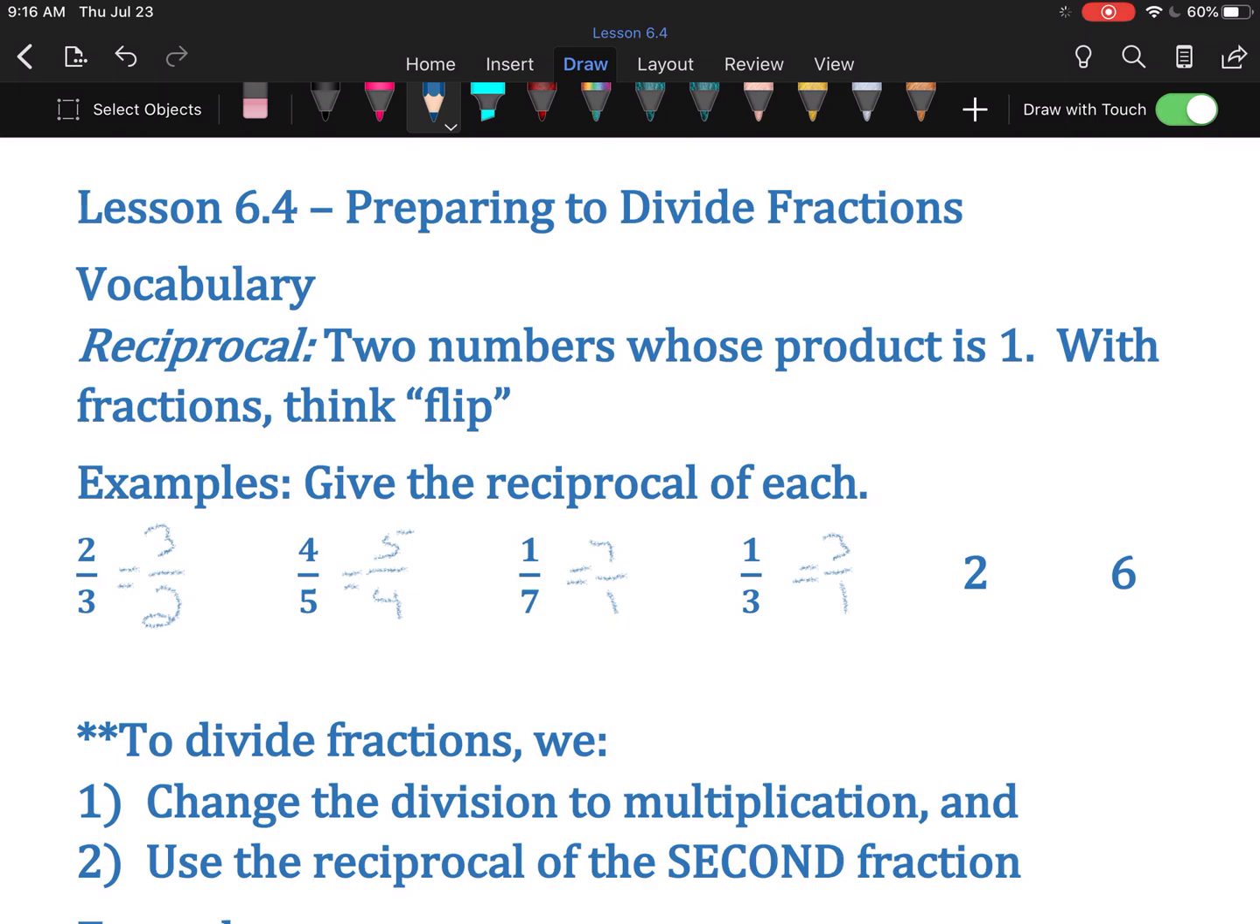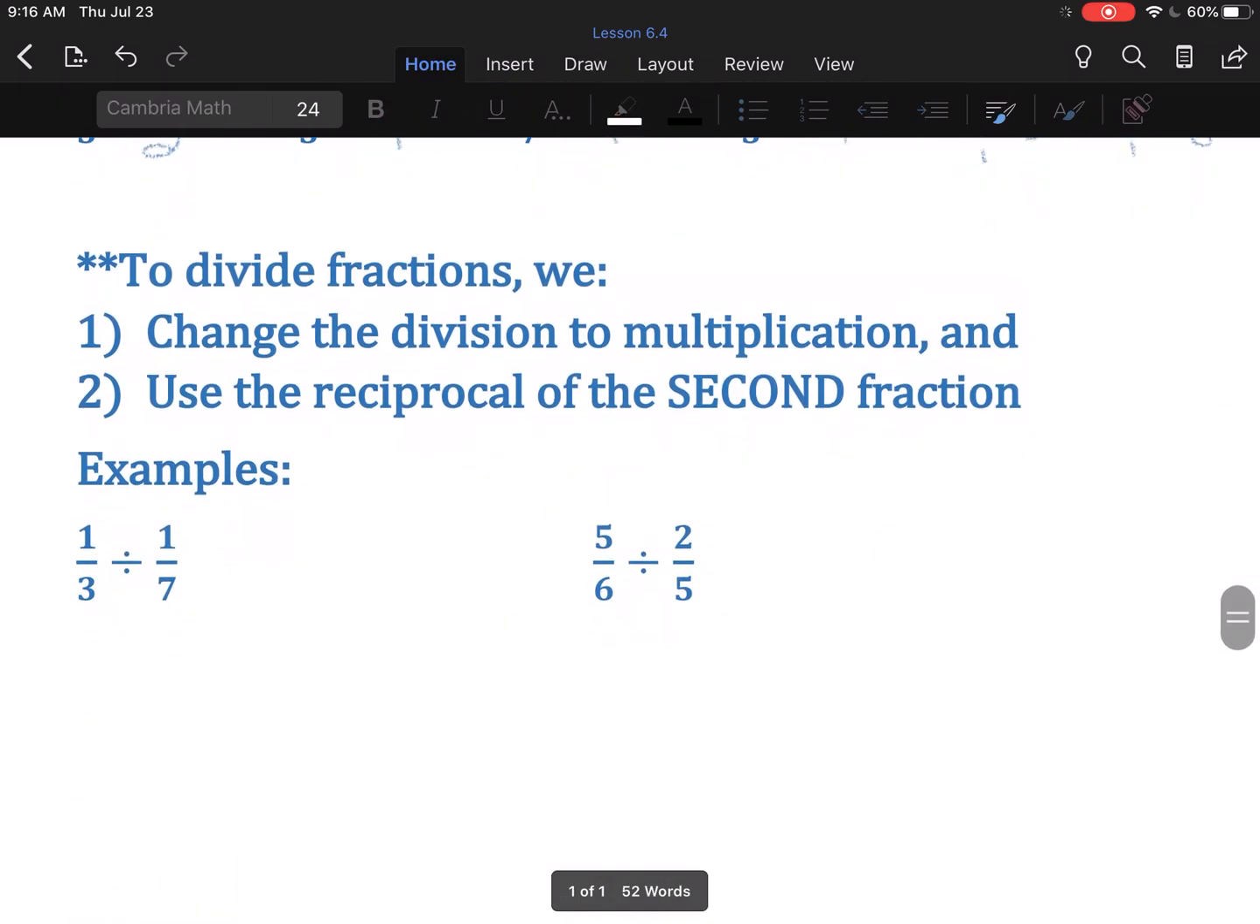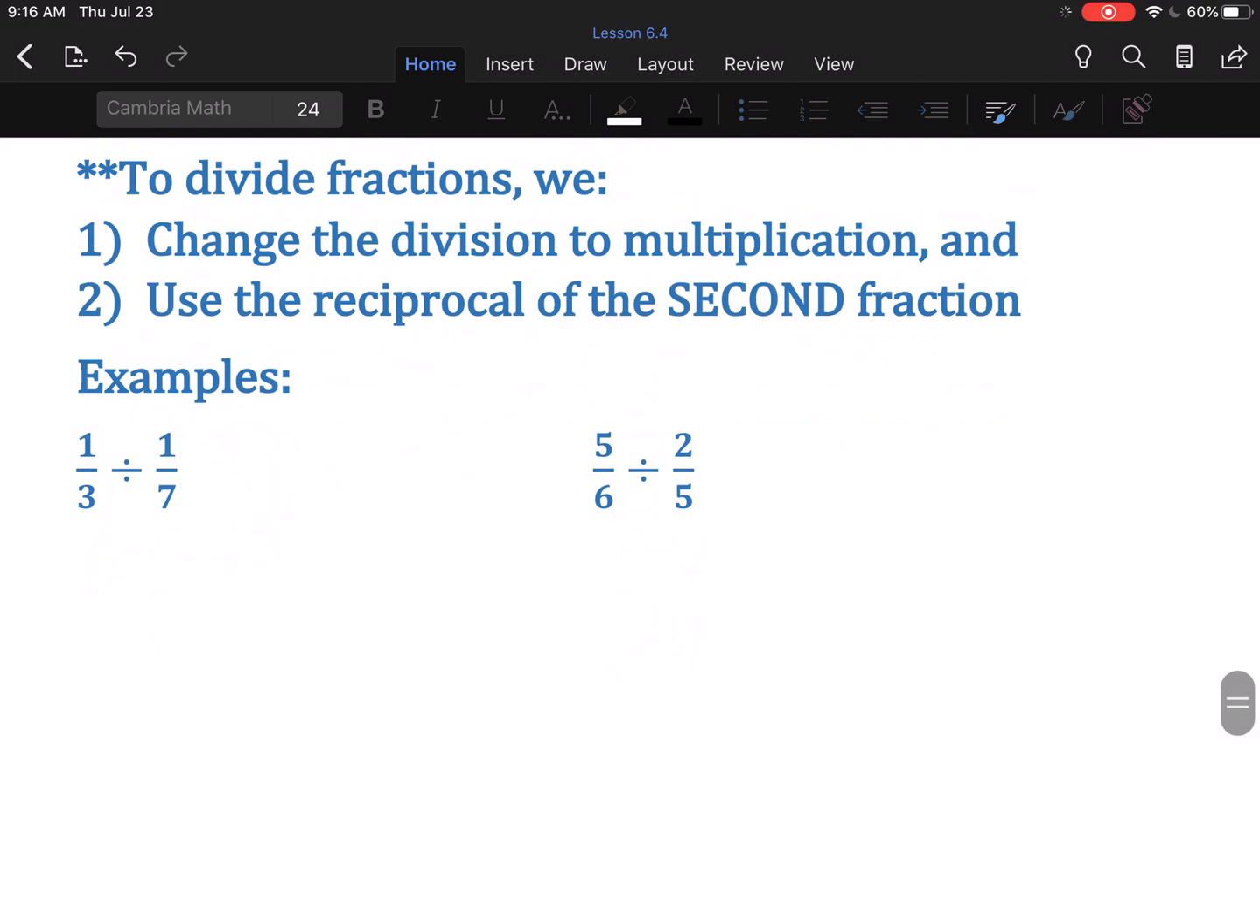Whole numbers become fractions, because remember, whole numbers are secretly over 1. So the flip of 2 is a half, and the flip of 6 is a sixth. Now, to divide fractions, and this is in 2 steps, change the division to multiplication, and use the reciprocal of the second fraction.